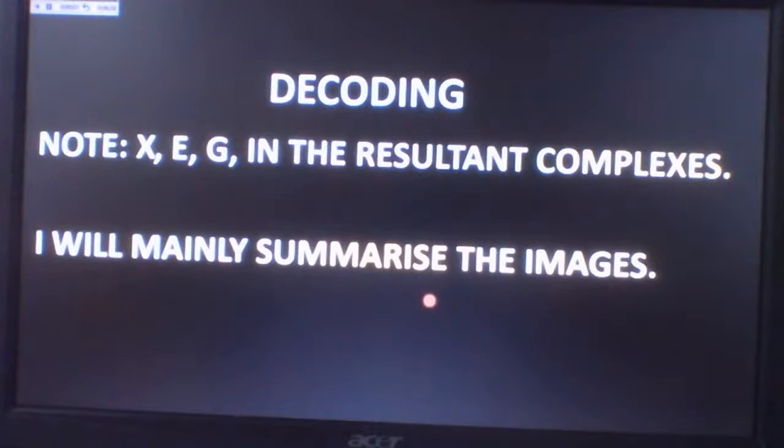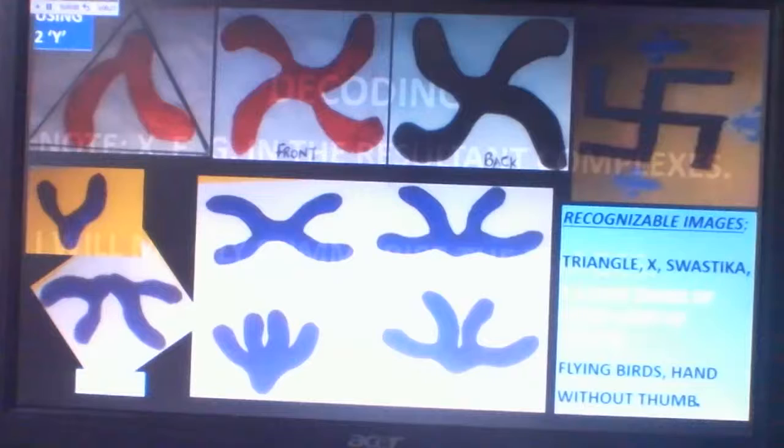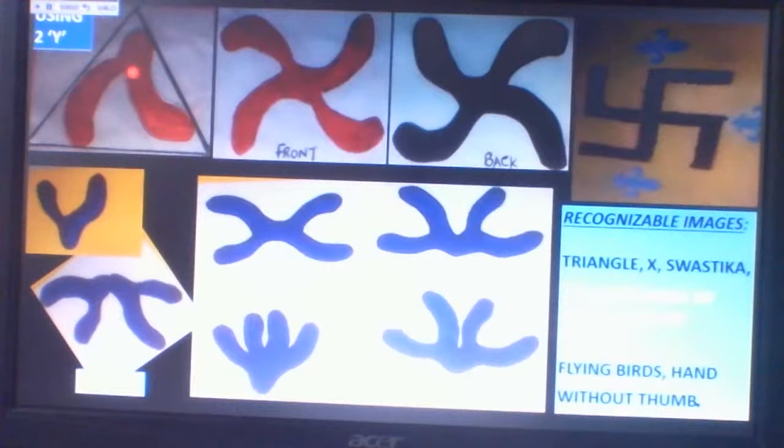Now, decoding. As I decode and reassemble the beast, I want you to know the XEG in the resultant complexes, because I will mainly be summarizing the images. Now, using the red beast, when I put 2 together, using 2Y, I got this, the front view, and X. The back view of the S is this, and it's the same as the Nazi symbol. See the hand up, going this way, coming down, and going that left. That is the Nazi symbol.